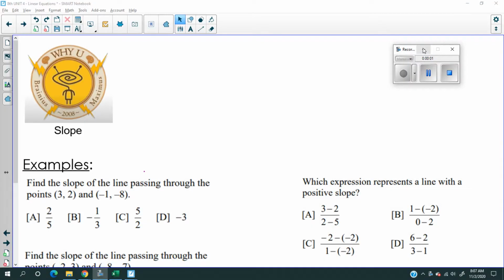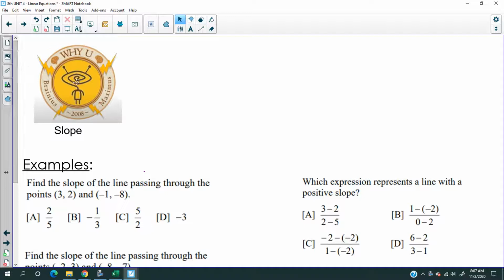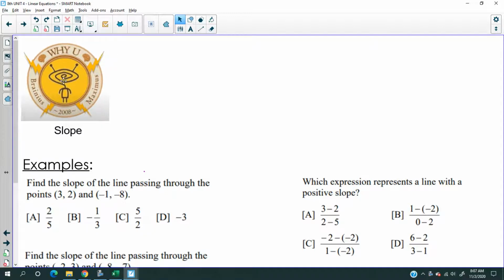Okay, so on day two of this unit, we're going to try to finish the slope concept from yesterday. Let's finish it today with just a lot of practice. If by chance there's more time left at the end, I will show you the slope video.